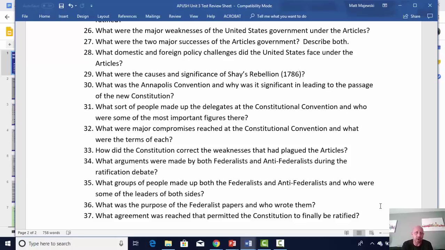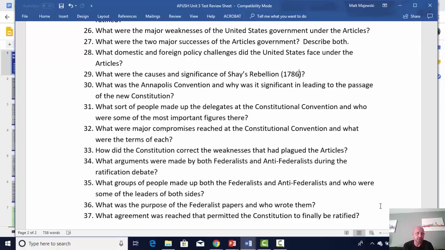Who were some of the most important figures there? Gosh, George Washington was the head of it. James Madison, remember, is the father of the Constitution because most of his ideas become the basis for our new government. Ben Franklin was there. Alexander Hamilton was there. They were leading supporters, as was John Adams, of the new Constitution.